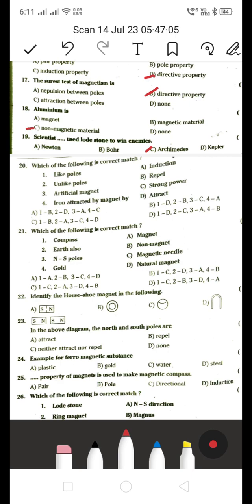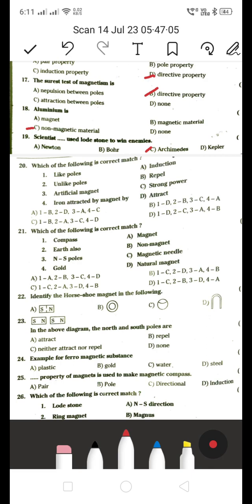Next, which of the following is the correct match? 1 is like poles, 2 is unlike poles, 3 is artificial magnet, and 4 is iron attracted by a magnet. And A is induction, B is repel, C is strong power, and D is attract. Which is the right answer?